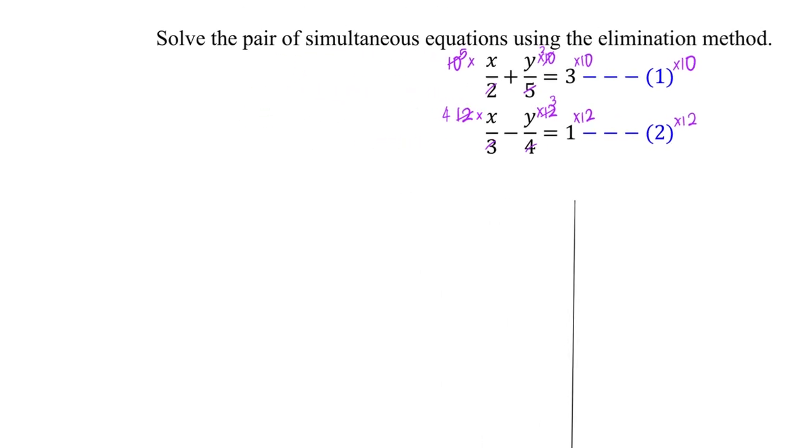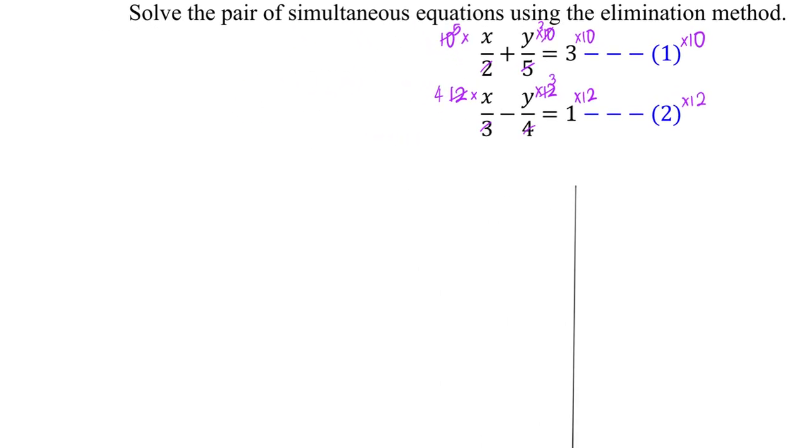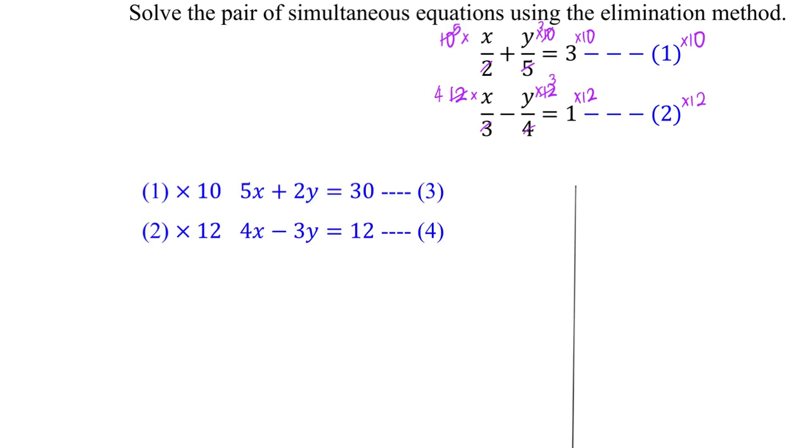And that is our first step. And that's what you will see: 5x plus 2y equals 30, and 4x minus 3y equals 12 for our next two equations, which I'm labeling as equation 3 and equation 4.